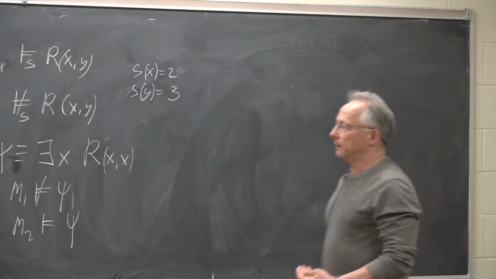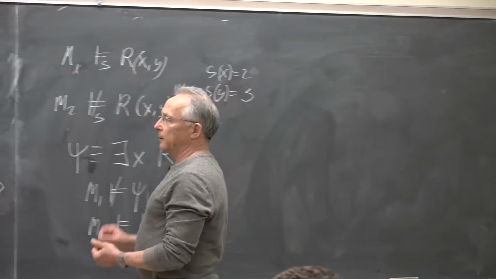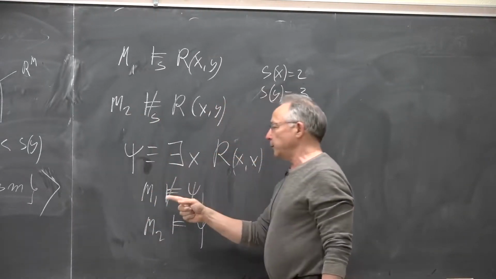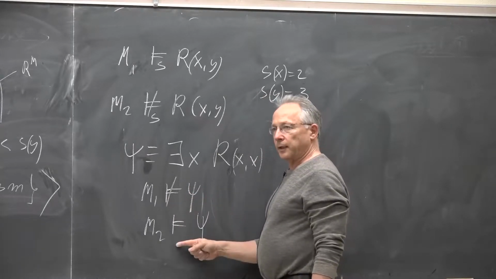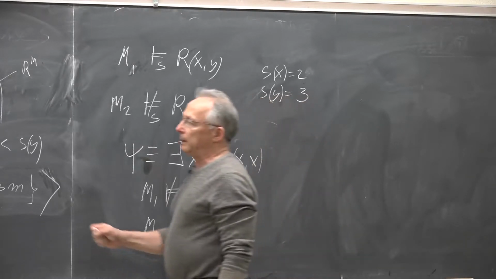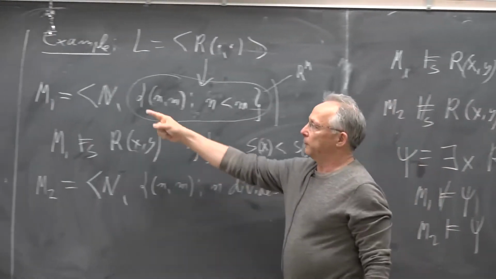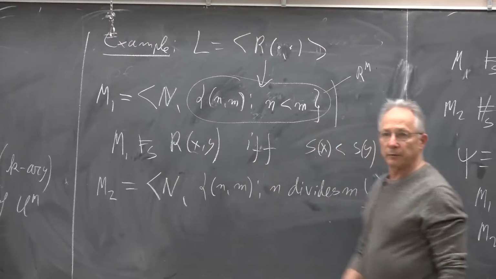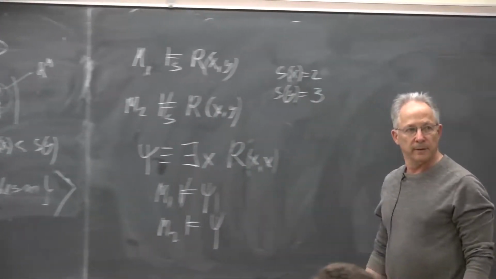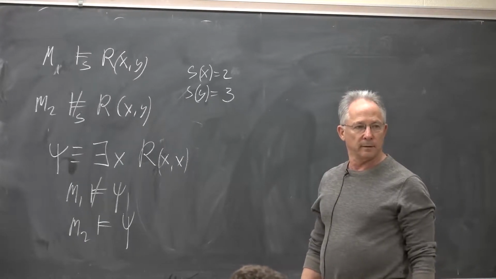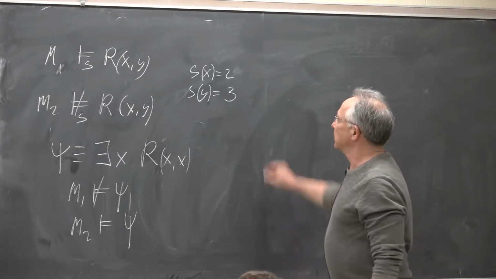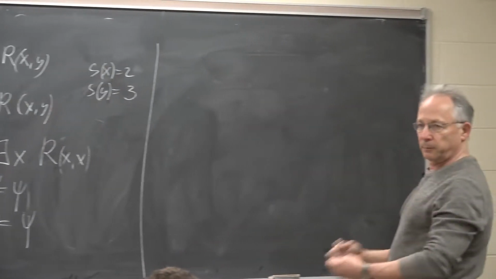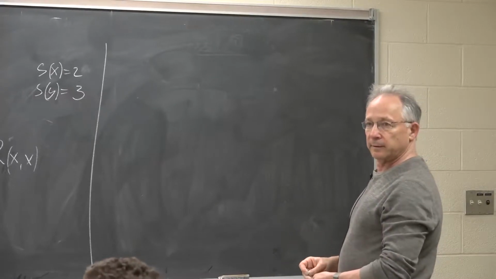So the truth value of a formula depends on the structure and the assignment. The truth value of a sentence depends on the structure. But depending on the structure could mean either depending on the universe of the structure or on the interpretation of the symbols. So I can take the same language and have different interpretations of the symbols and different universes.